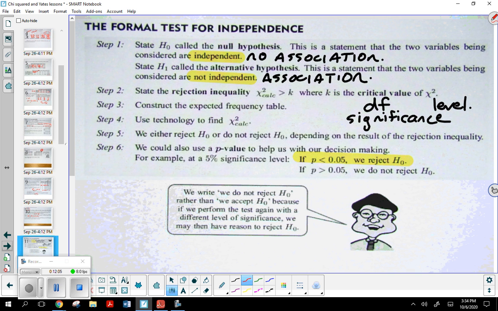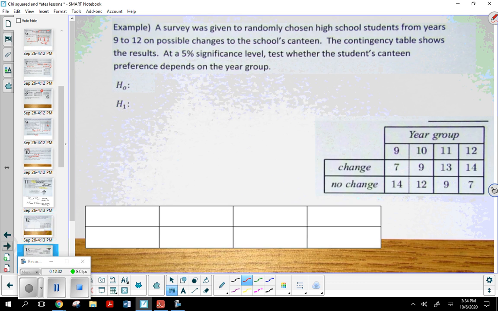Okay. We could use a p-value to help us with our decision making, and here it's written out just like this. Okay? So if the p-value is less than your significance level, we reject the null hypothesis. That means the alternative hypothesis must be true. If the p-value is greater than the significance level, we do not reject the null hypothesis. Okay, so that means they've got to be independent of each other. There's no relationship, no association. So I know this is a lot of information coming your way, but let's go ahead and try a problem.